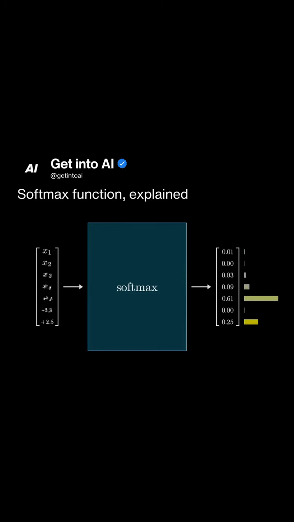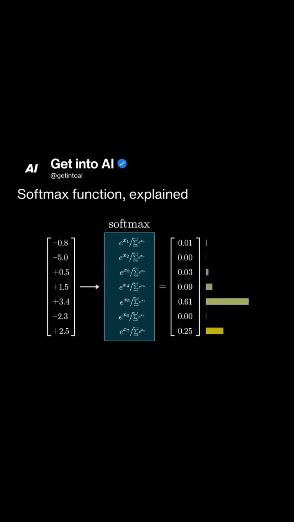But if you're curious, the way that it works is to first raise e to the power of each of the numbers, which means you now have a list of positive values, and then you can take the sum of all those positive values and divide each term by that sum, which normalizes it into a list that adds up to 1.